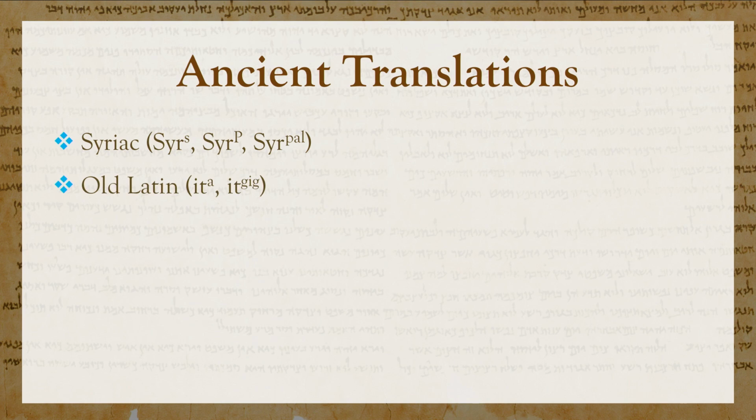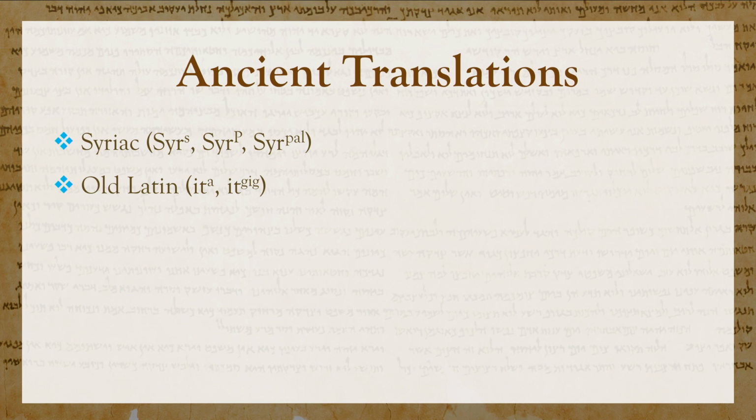Then we have the Old Latin. We've got about 38 copies of Old Latin according to D.C. Parker, and these are abbreviated with the letters it. It'll be "it" and then a superscript. Like a, for example, refers to Vercellensis, which is probably the oldest European manuscript, 4th century of the Old Latin.